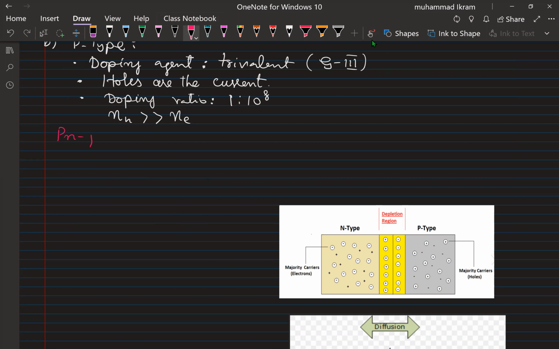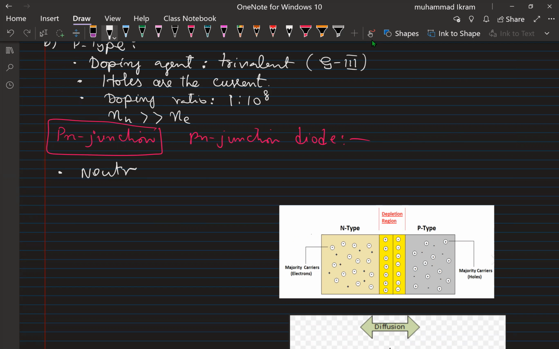And then we have the PN junction diode. This is also called the PN junction diode. Now, what is the PN junction diode? The PN junction diode is formed when p-type material is suitably joined with n-type, resulting in an arrangement known as the PN junction diode.